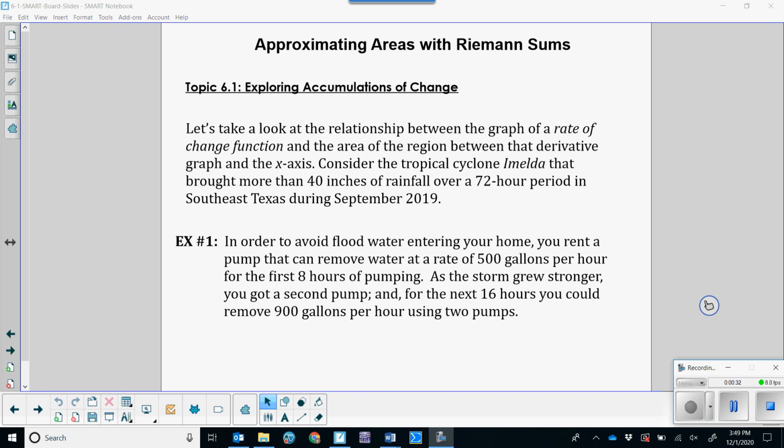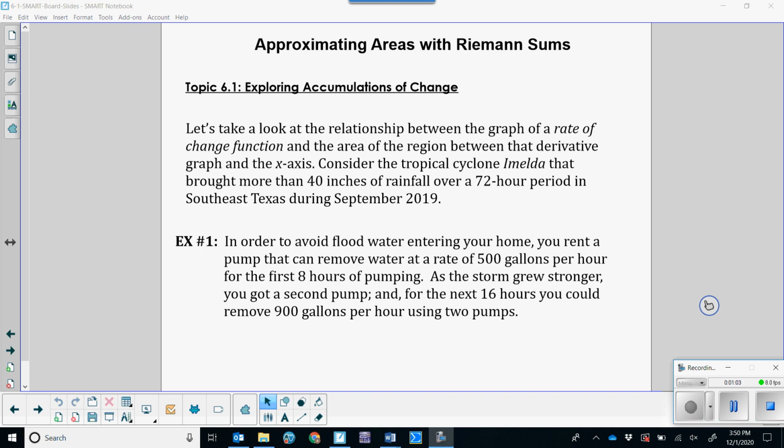We're going to look at a really simplistic example, and then we'll talk about how we need calculus to do it if we don't have nice horizontal lines like we're going to have. Okay? This example is about tropical cyclone Imelda, which brought more than 40 inches of rainfall over a 72-hour period in southeast Texas in September of 2019.